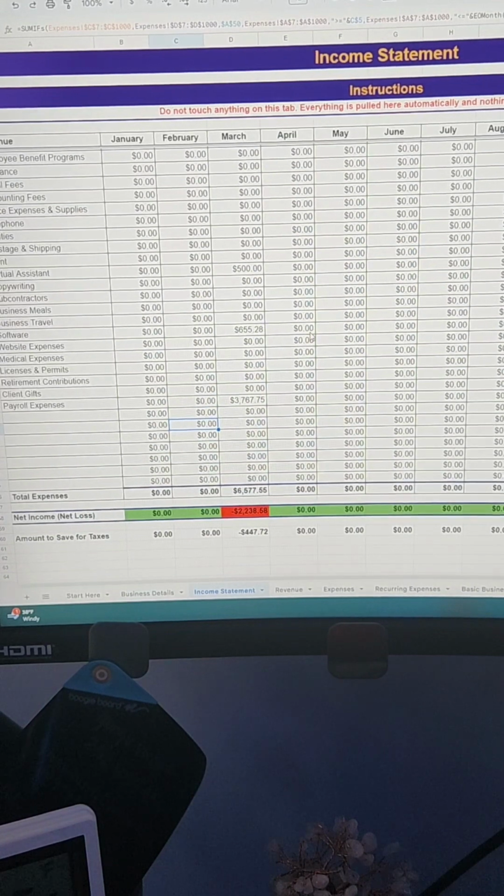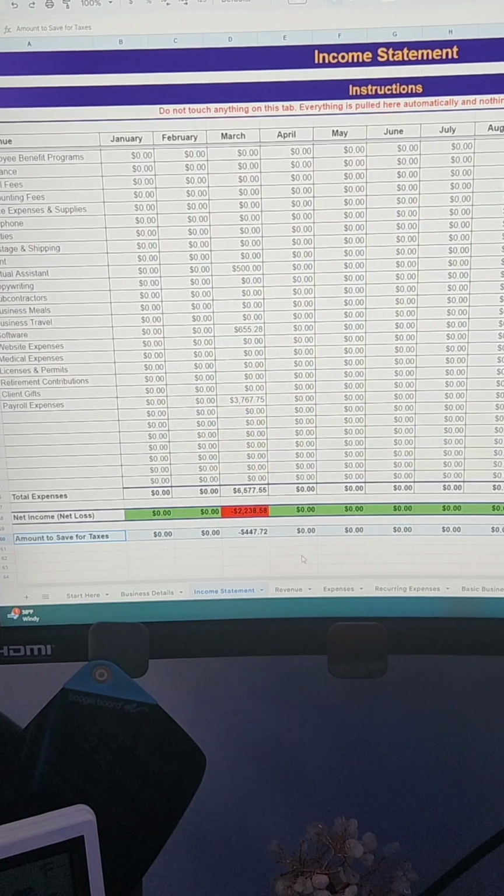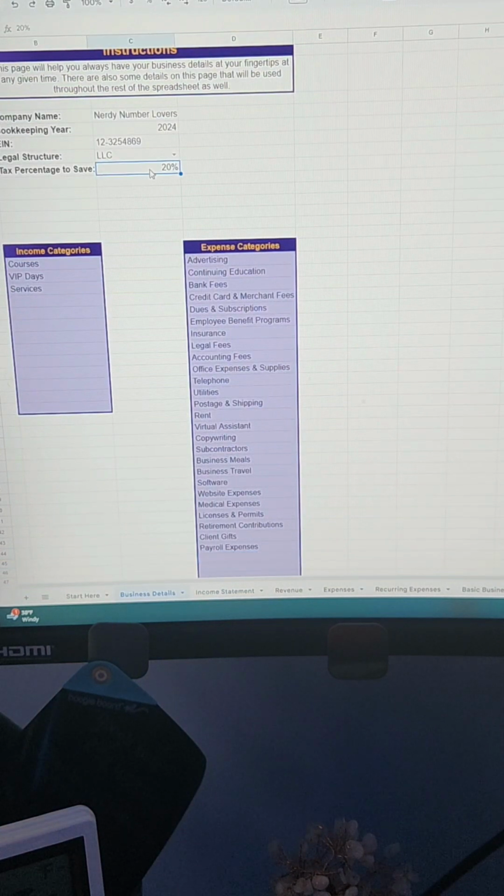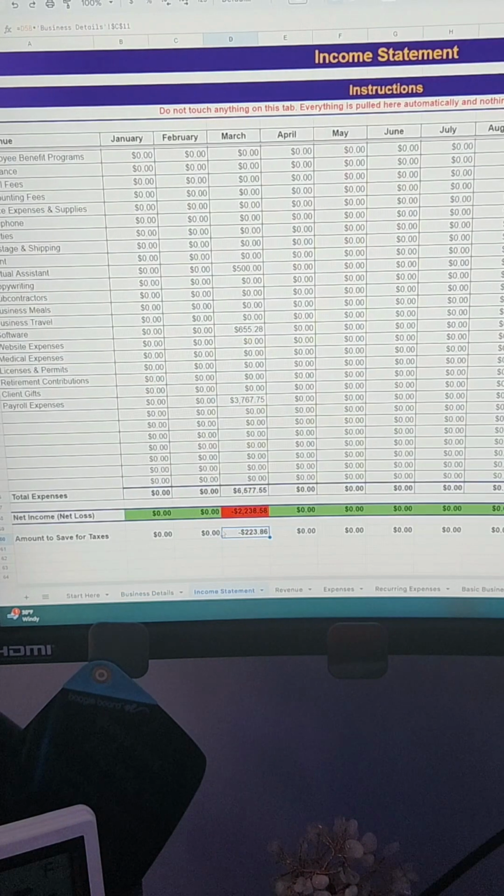And then one other thing I want to point out, at the bottom of this income statement, I have this row here, amount to save for taxes. It automatically calculates how much you should save for taxes based on the percentage that you put over here. So if you only want to save 10%, just type in a 10 and then come over to the income statement and it'll put that amount there. If you have a loss, obviously you don't have to save anything for taxes. However, if you were to have a profit, you want to save for taxes. So those are things that you would do.